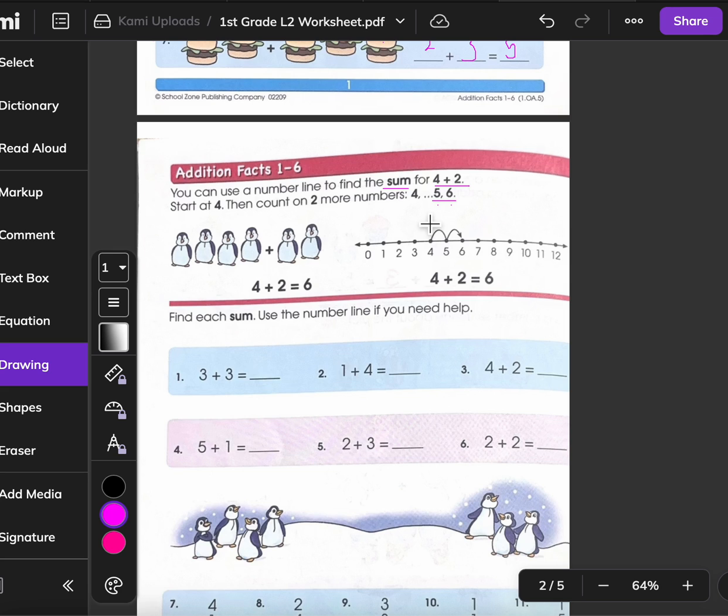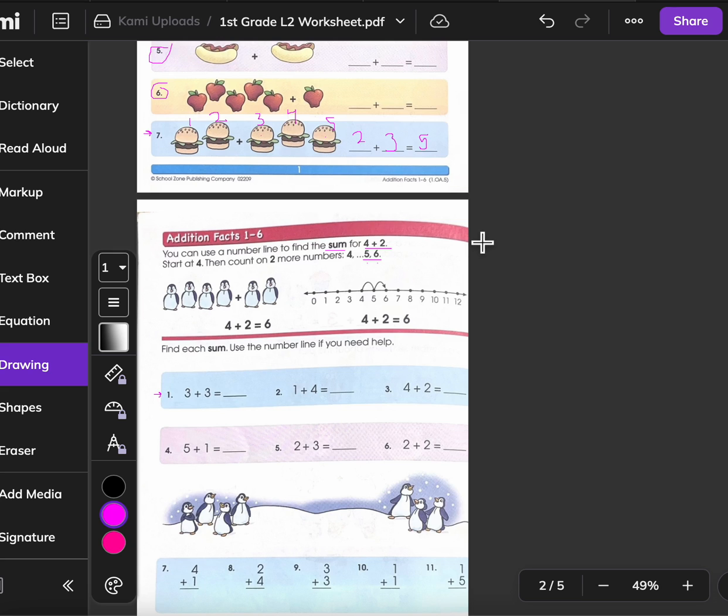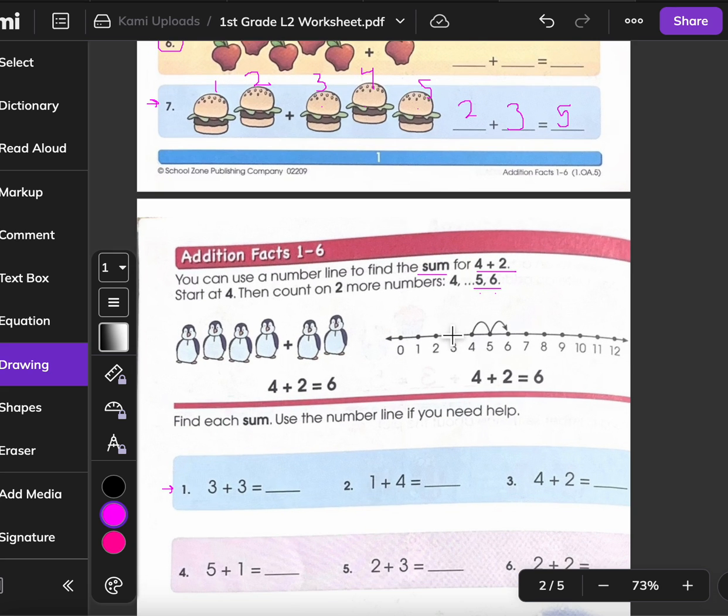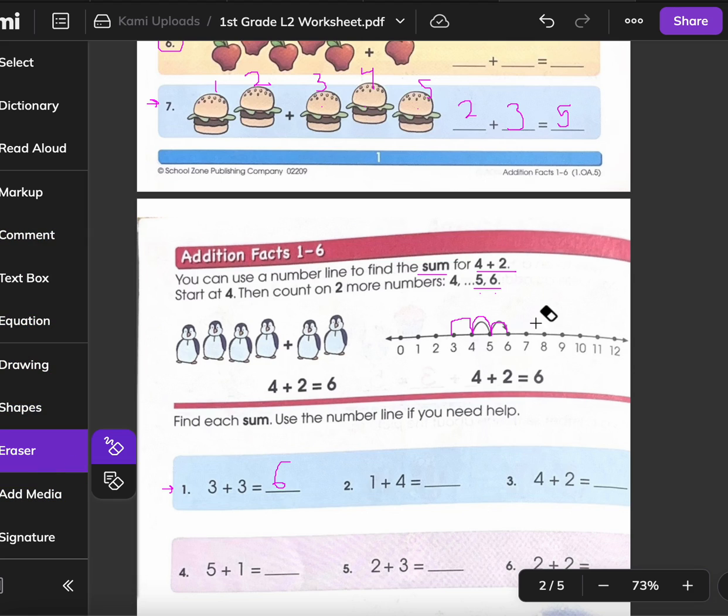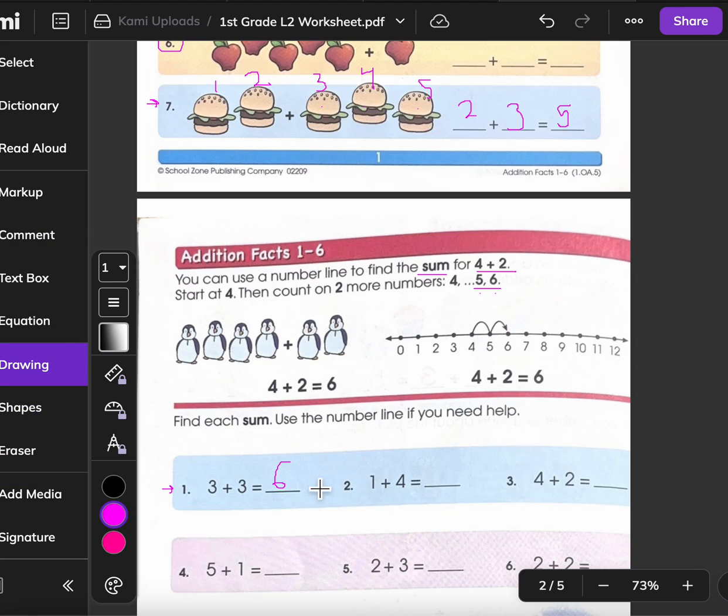So here we have number 1, we have 3. If we use the number line for number 1, we have 3 and we add 3 more. So 1, 2, 3. So we also end up at 6. Okay? Then for number 2, we start at 1 and we're adding 4 more numbers. So 1, 2, 3, and then 4. Okay? So we end up at 5.